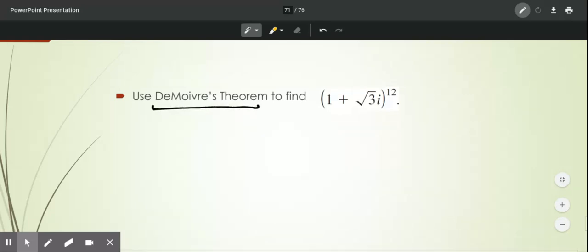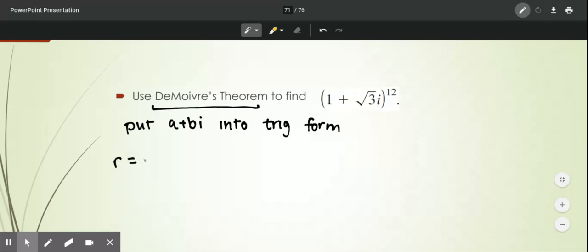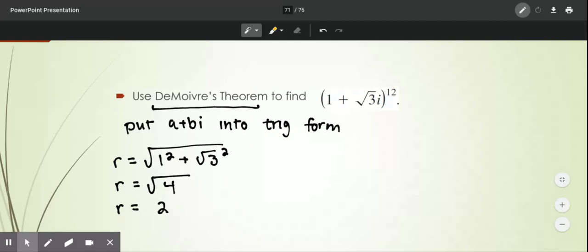To use the theorem, we need to put our a plus bi number into trig form. So what we just did in that first part of the chapter, we first have to get this into trig form, so that way we have an r and a theta. Your r value will be the square root of 1 squared plus root 3 squared, or the square root of 1 plus 3, which is 4. So r will equal 2.